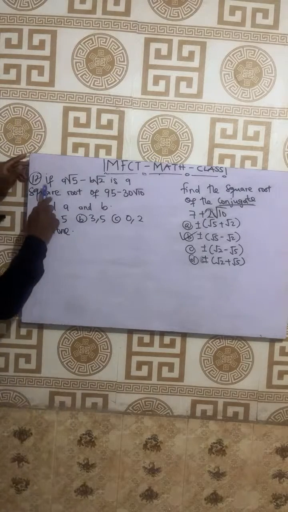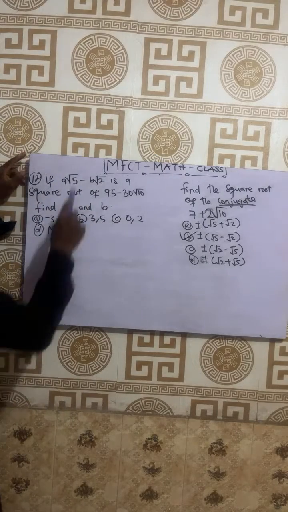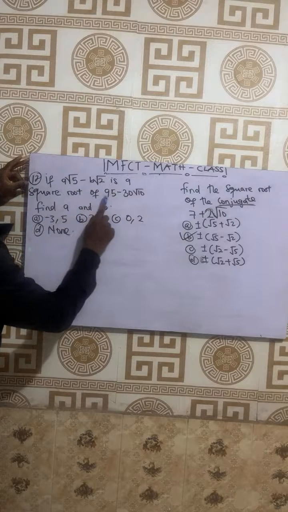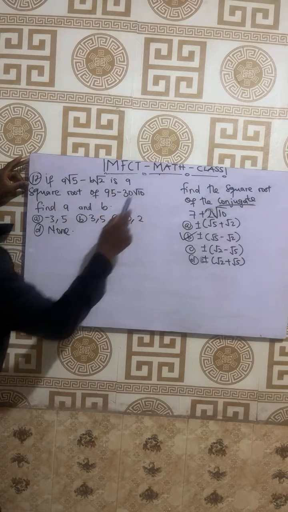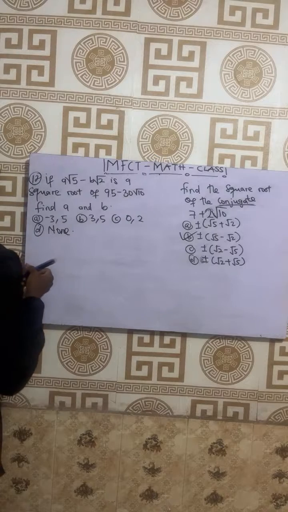The question is, if a root 5 minus b root 2 is a square root of 95 minus 30 root 10, find a and b. Guys, right solution.